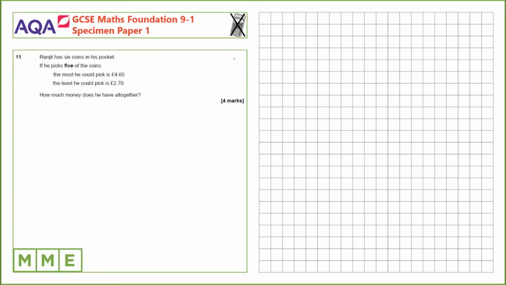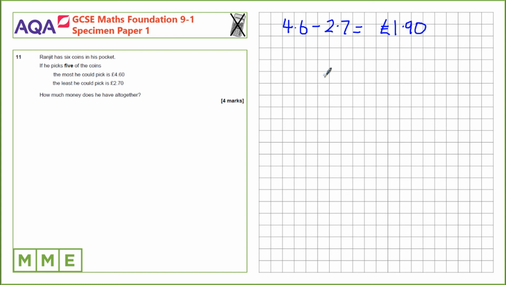Question 11. Ranjit has 6 coins in his pocket. If he picks 5 of the coins, the most he could pick is £4.60. The least he could pick is £2.70. How much money does he have altogether? First, let's find the difference between these two. £4.60 minus £2.70. And that's £1.90.